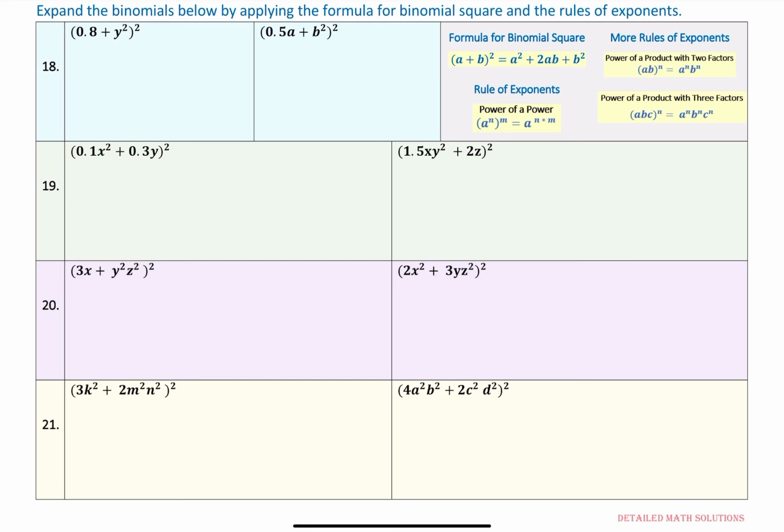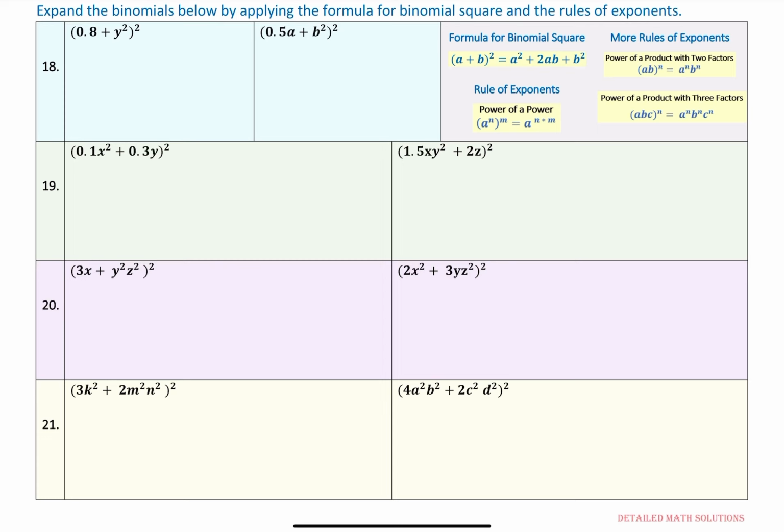I'm also going to use the rules of exponents. Power of a power: (a^n)^m equals a^(n·m). I'm also going to use power of a product with two factors: (ab)^n equals a^n multiplied by b^n.